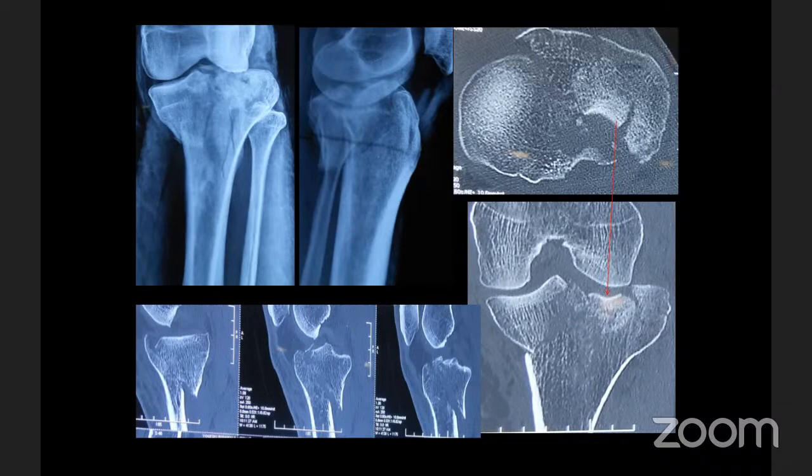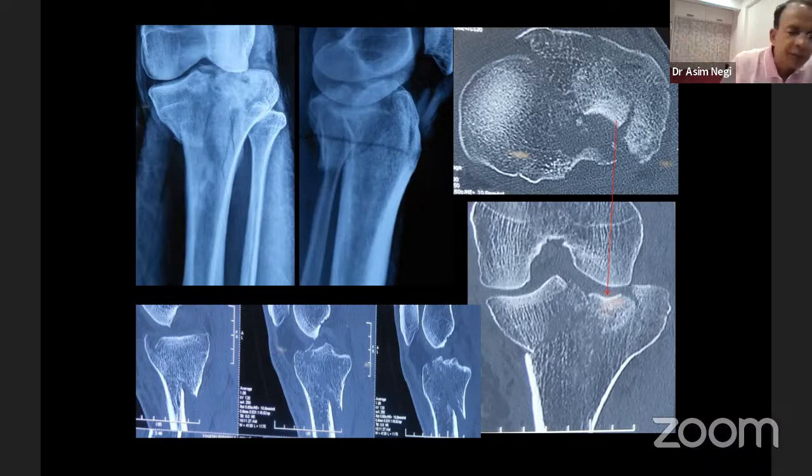Yeah. See, what happens is, sir, to do this, you have to do posteromedial in a supine position. In supine position, yeah. That is the limitation.